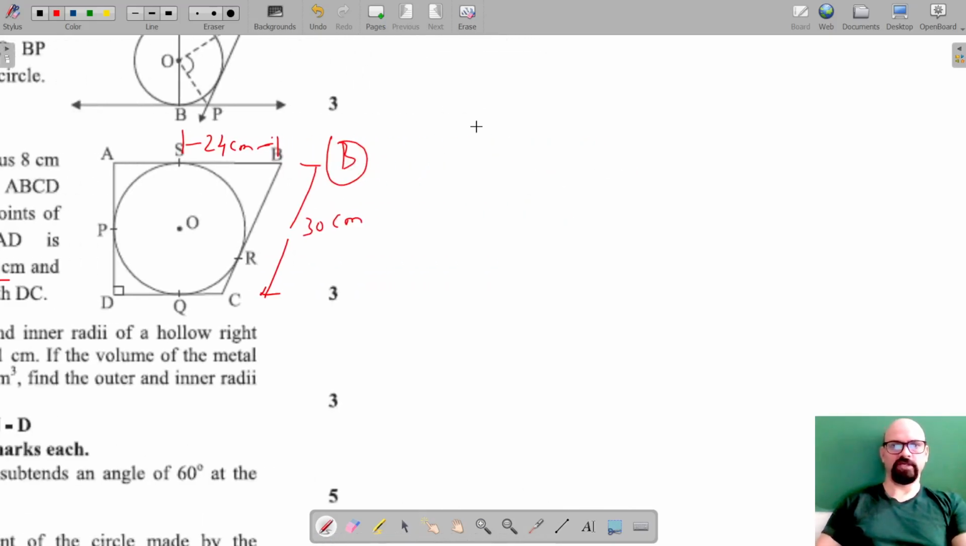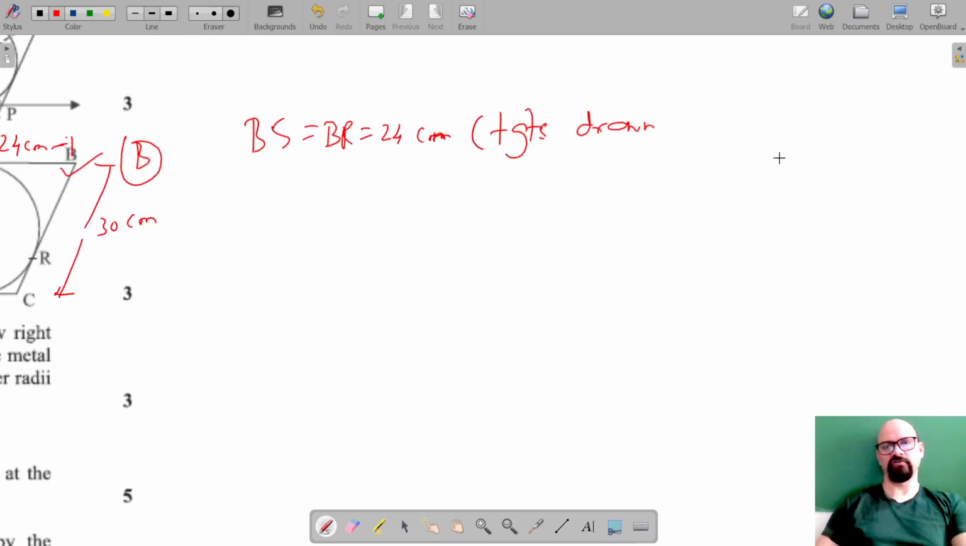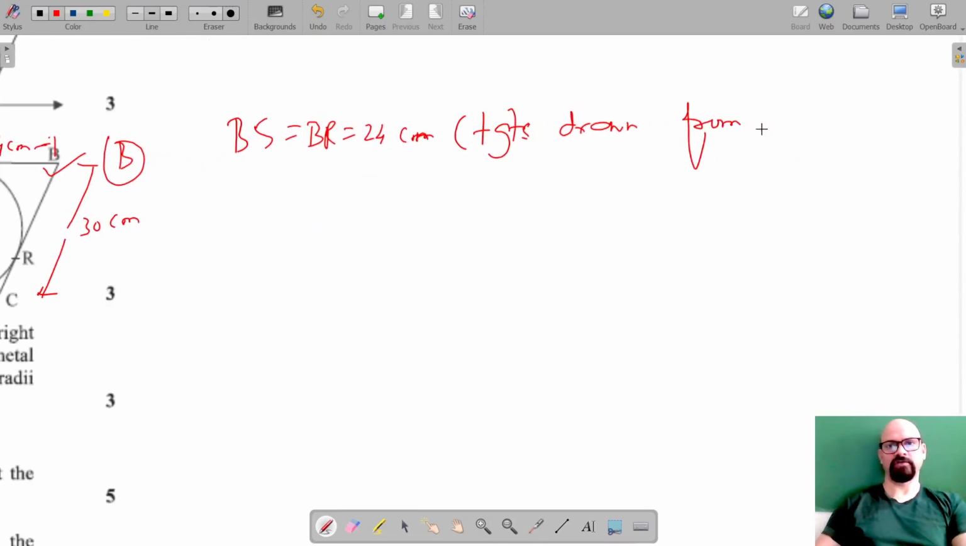Now BS and BR are equal. So BS is equal to BR is equal to 24 centimeters. The reason being, these are the tangents drawn from an external point B. So tangents drawn, and we know that tangents drawn from an external point to a circle are equal.